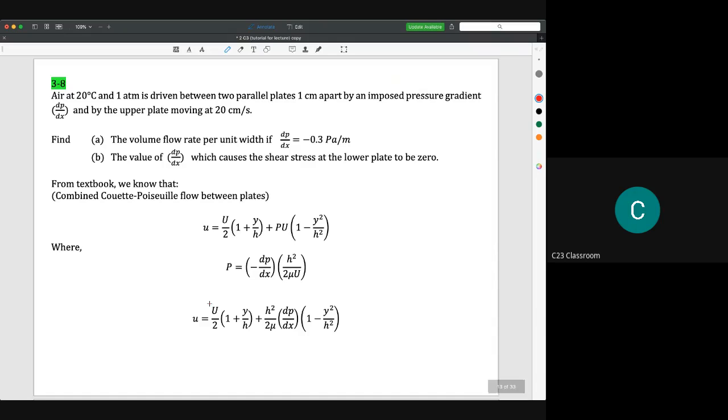Okay, so we continue with 3.8. This is very straightforward. Air at 20 degrees Celsius and 1 atm is driven between two parallel plates 1 centimeter apart by an imposed pressure gradient, dp/dx, and by the upper plate moving at 20 centimeters per second.